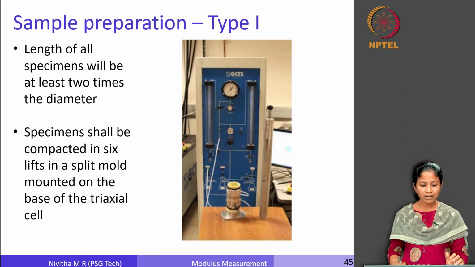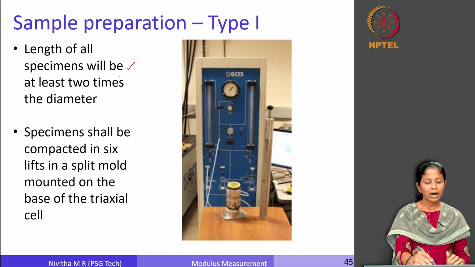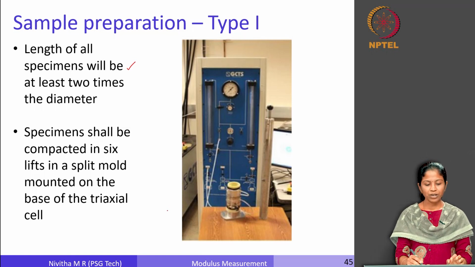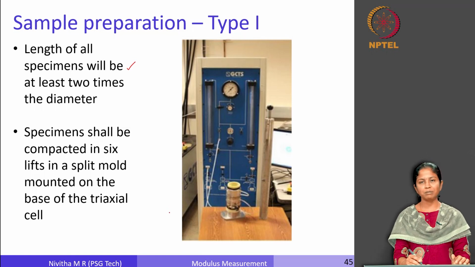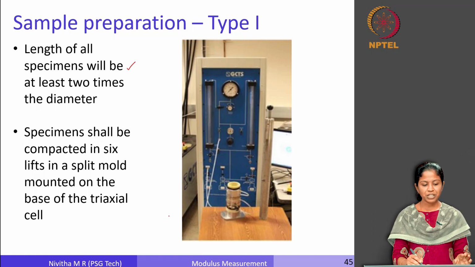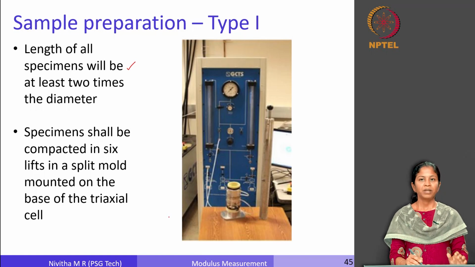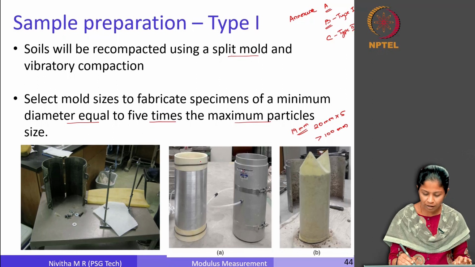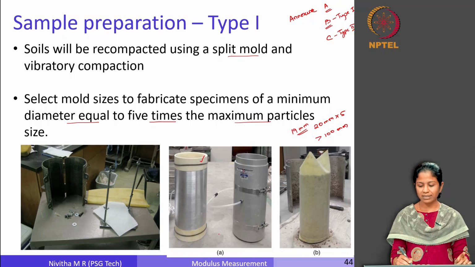Similarly, the other requirement is that the length of the specimen should be at least 2 times the diameter. So the height of the specimen should be a minimum of twice the diameter. Standard molds are specified, and we can use those, but if you do not use standard molds, it should meet these specifications. Now this is the membrane which is used to hold the sample, and the sample is typically enclosed in this membrane. How to do this I will show you shortly.